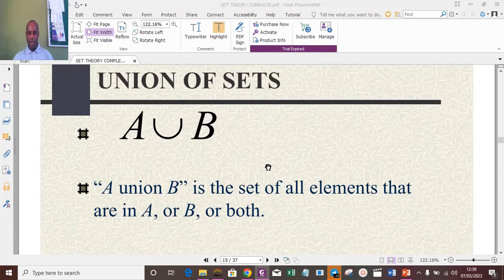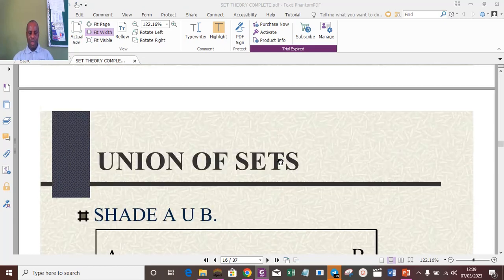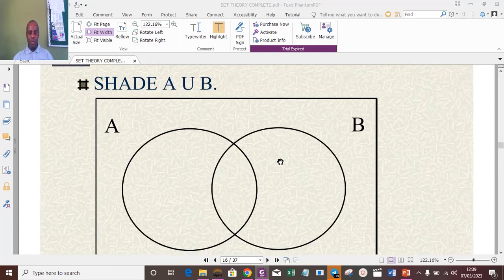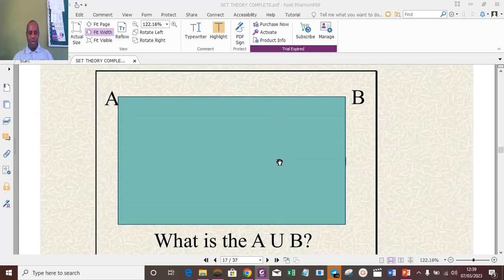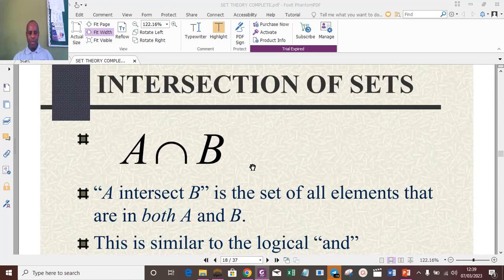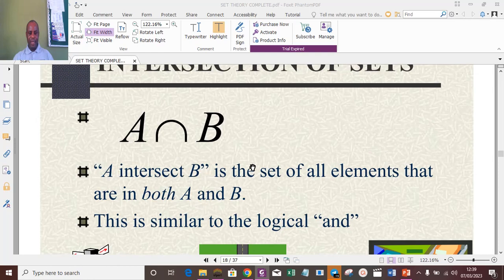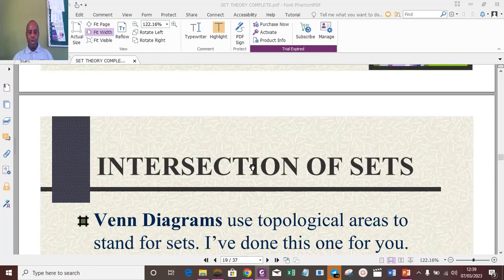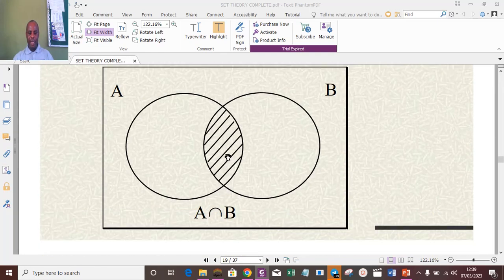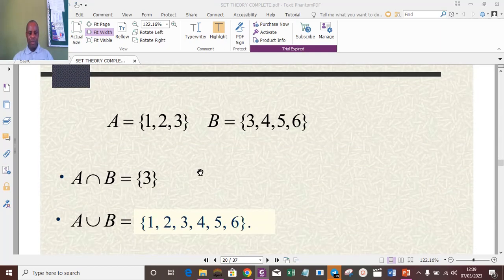Now let's go to union. We're just recapping what we have learned so far. A union B means all the elements of A and B put together. We write all the elements together. So let's look at an example here. This is how to shade A union B. We shade everything. Then A intersection B, what is common to A and B together, is shaded here. Now look at the example.